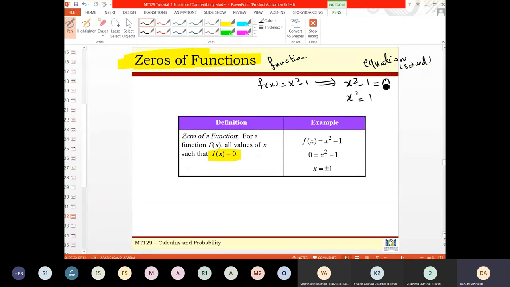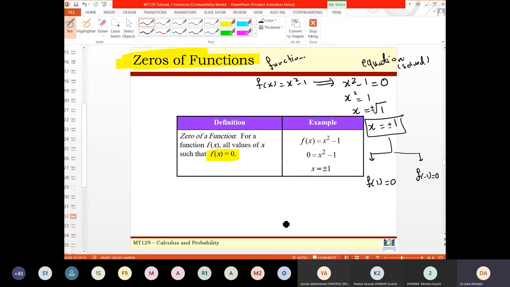So this means x squared equal to 1. This means x equal to the root of 1, actually plus and minus the root of 1. So x equal to plus or minus 1. إيش معنى هالكلام؟ معناها إن الفانكشن عند ال1 is equal to 0 ومعناها إن الفانكشن عند ال-1 is equal to 0.